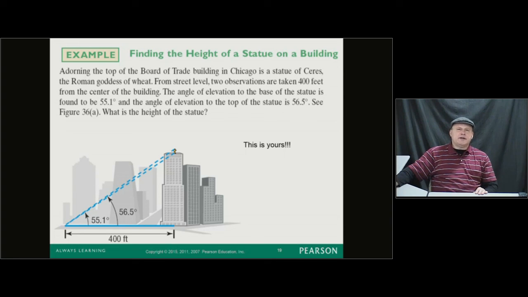Because the first one, when you do the tangent of 56.5 degrees, equals the height of the statue to the ground divided by 400, okay? That's going to be more than the next one. And so the difference will be just whatever the height of the statue is. But I'm going to leave that one up to you.